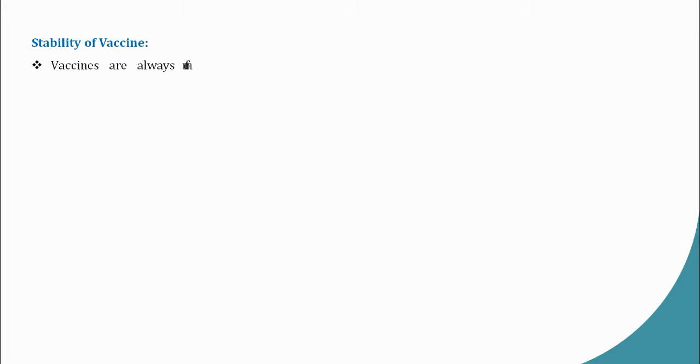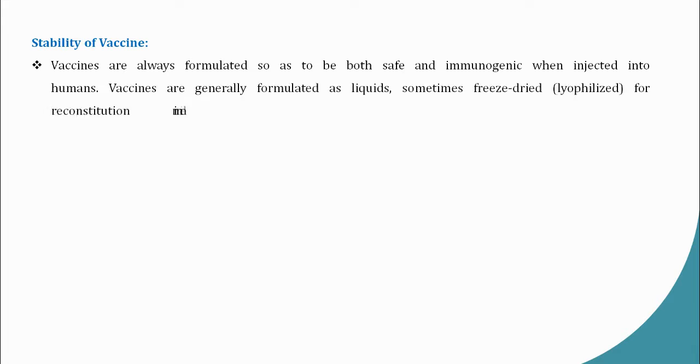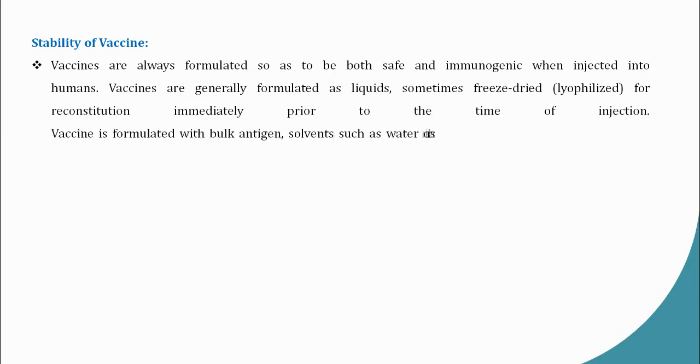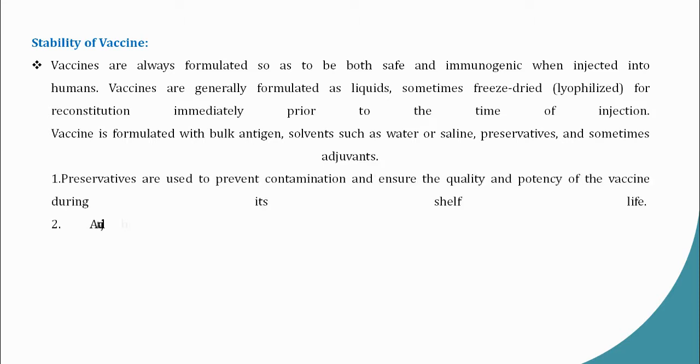First, we will go about the stability of vaccines. Vaccines are always formulated so as to be both safe and immunogenic when injected into humans. Whatever vaccines we are preparing, they should be very, very safe and should act as an immunogen. That means it should act as an antigen so that the person can stimulate the production of antibodies.